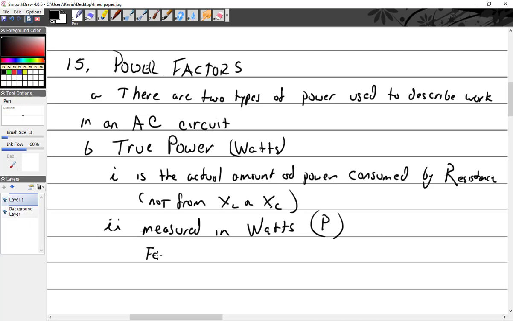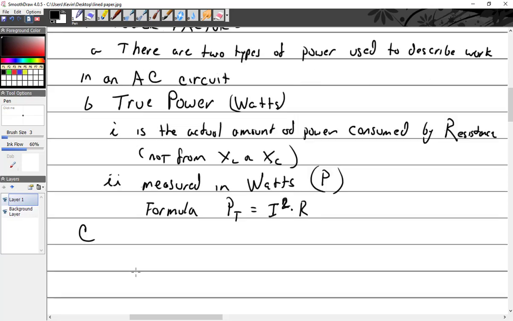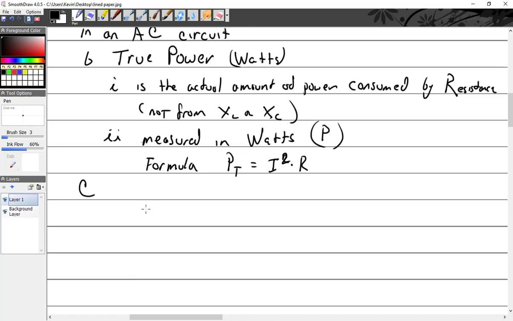The formula that you will want to write down is true power equals I squared times R. I squared times resistance. Then they have apparent power.